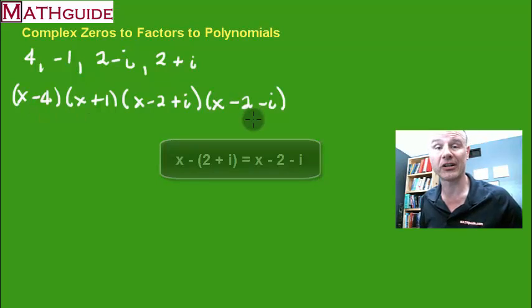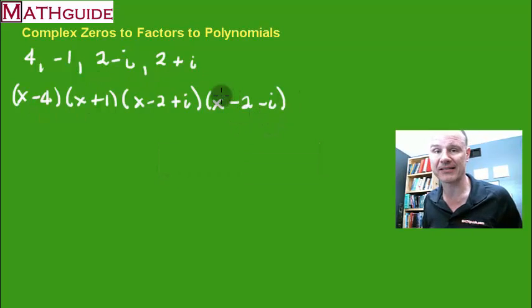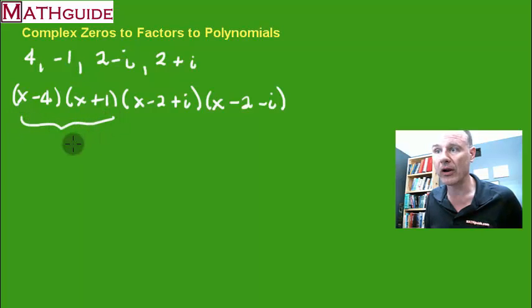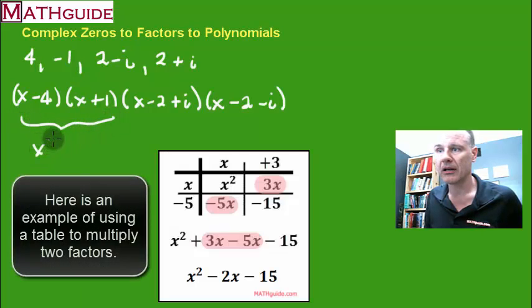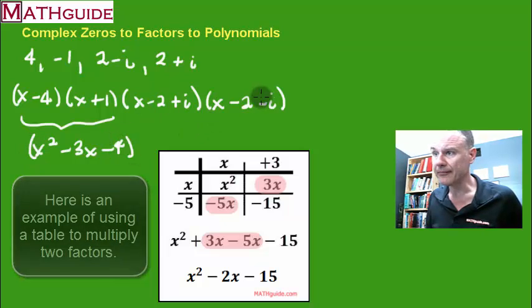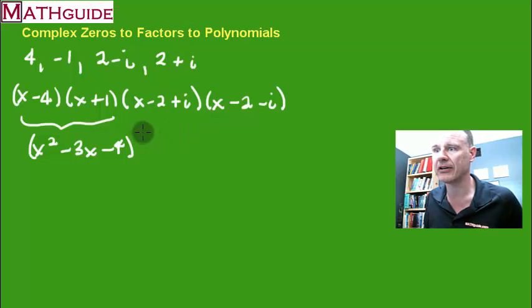So unfortunately, now I have to multiply this mess together. I'm going to do this one fairly quickly. And again, if you need to use a table, go right ahead and do that. But this is what you should get. That's a 4 there. All right. Now we have to multiply this monster together. Okay, so let's show more of this work.